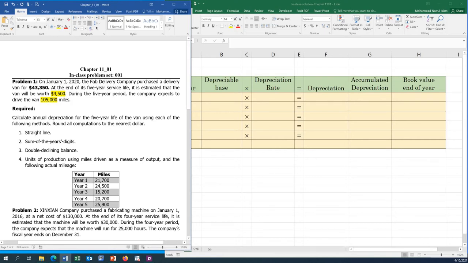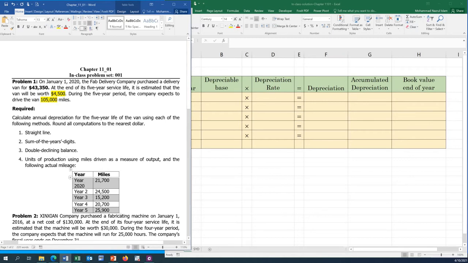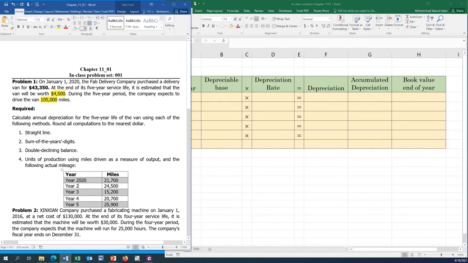The company expects to drive the van for 105,000 miles, and we need to calculate depreciation by using the straight line method, sum of years digit method, double declining balance method, and units of production method. So see that year 1, 2, 3, 4, 5. Year 1 means actually 2020. So this one is 2020, and then this one is 2021, 2022, 2023, and 2024.